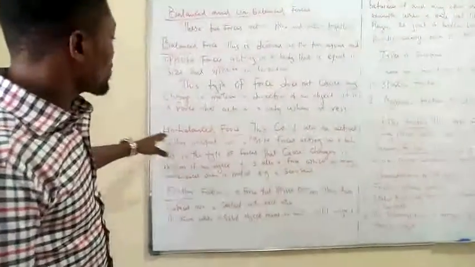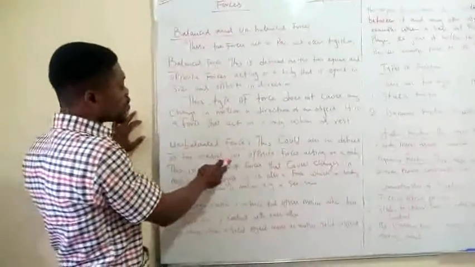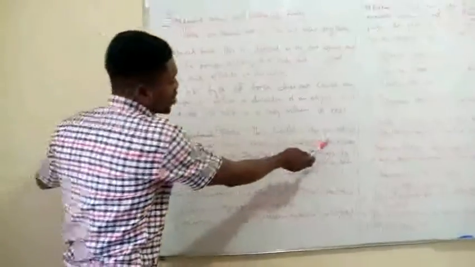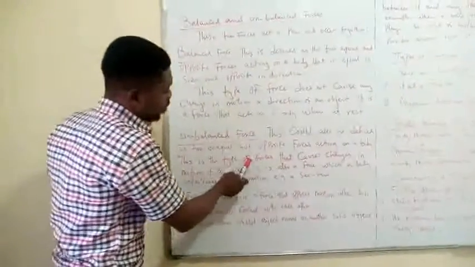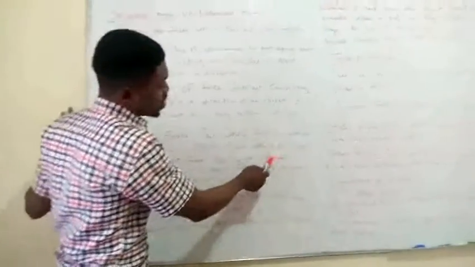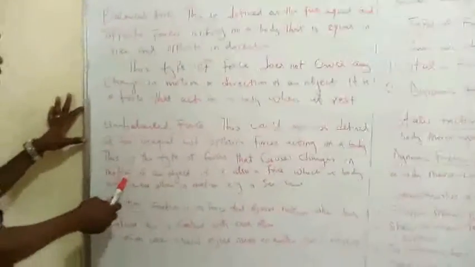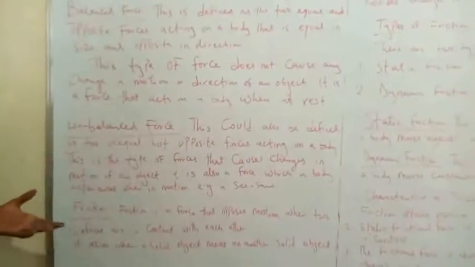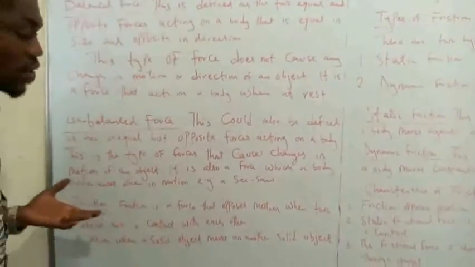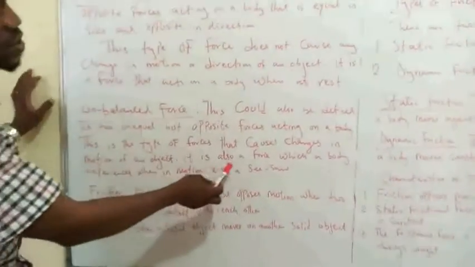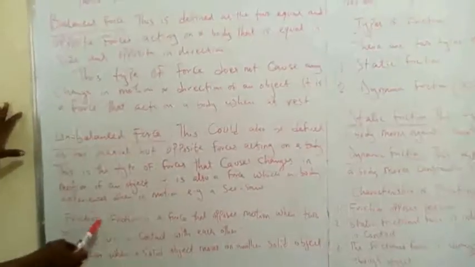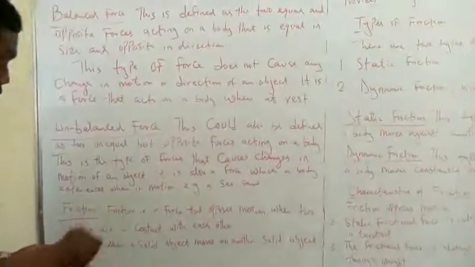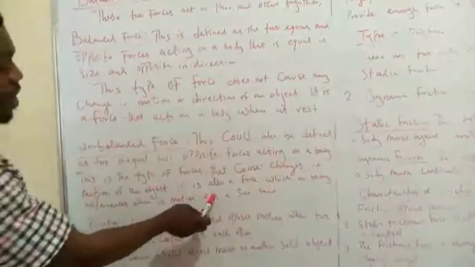Let's take it again. It's defined as two unequal but opposite forces acting on a body. This is the type of force that causes changes in motion or direction. That is to say, an unbalanced force causes a change in motion or direction in a body or an object. It is also a force which a body experiences when in motion. This can also be known as friction. That's why we're going down to friction now. When in motion, example, a seesaw.